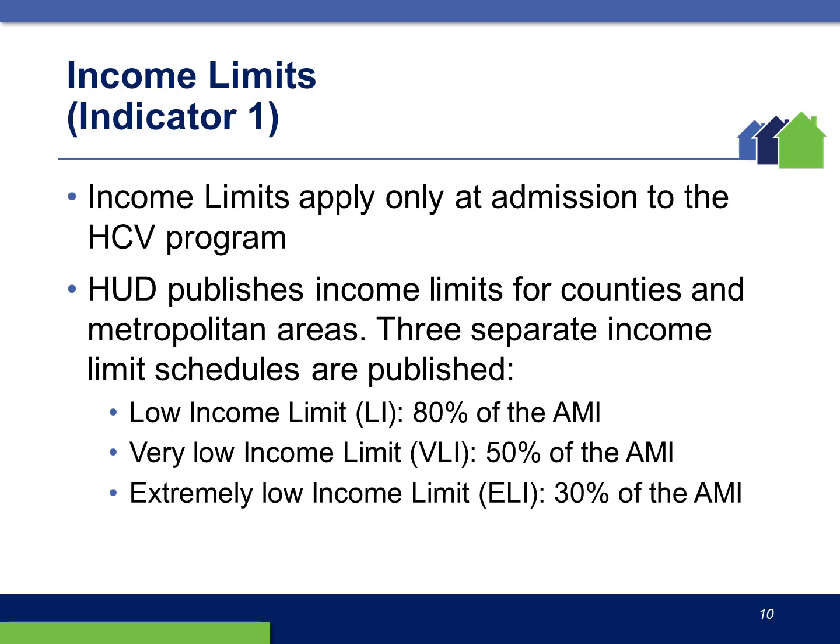HUD publishes the income limits by counties and metropolitan areas. There are 3 income limit schedules: low income limit, or LI, which is 80% of the AMI, very low income limit, or VLI, which is 50% of the AMI, and extremely low income limit, ELI, which is 30% of the AMI. To be eligible for the program, the family's income may not exceed 50% of the median income for the county or metropolitan area in which the family chooses to live.